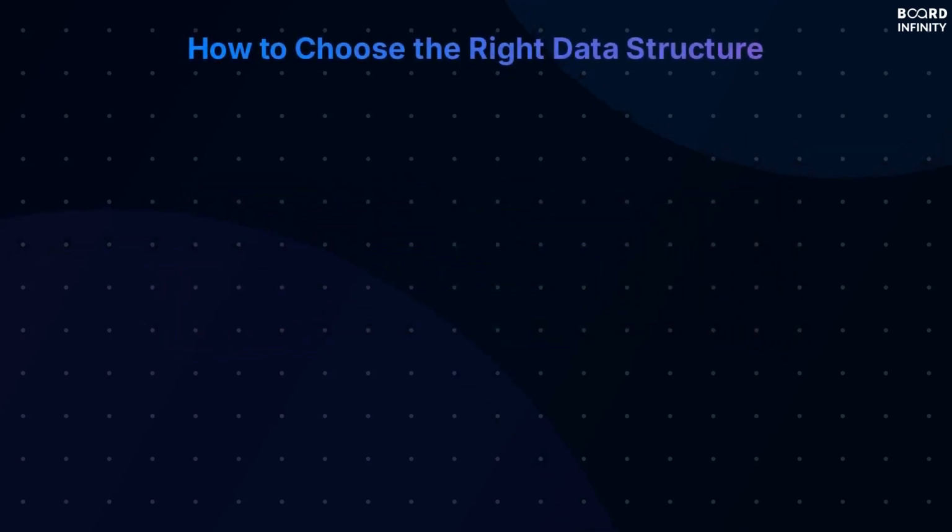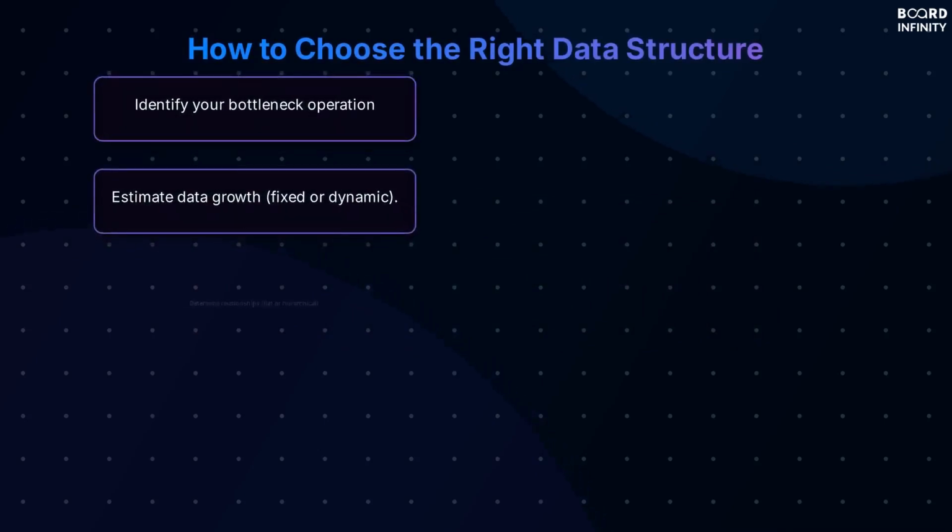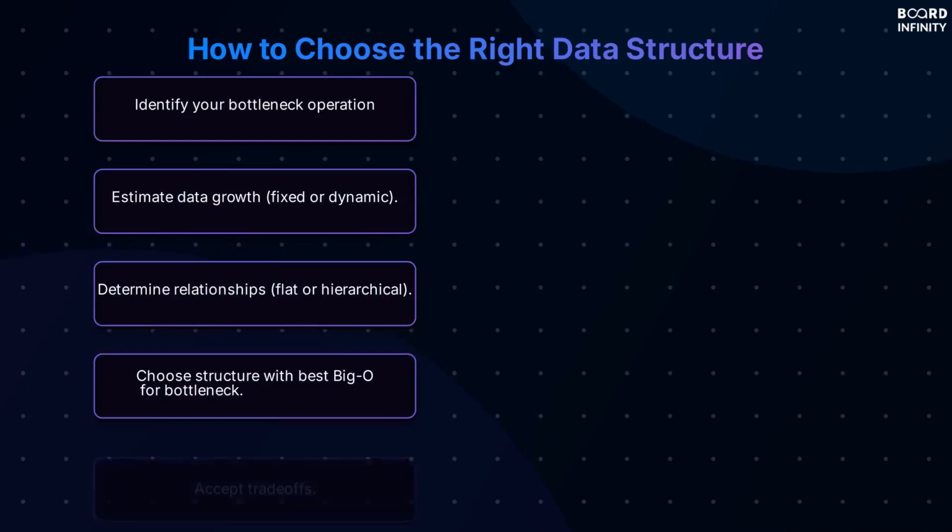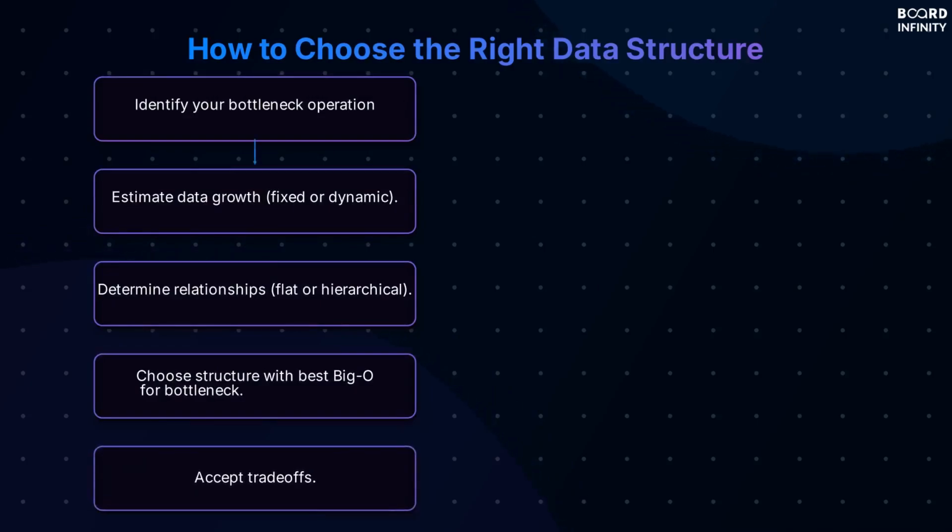Choose the right data structure. Follow this framework. First, identify your bottleneck operation. Is it search, insert, delete, or maintaining order? Optimize for it. Second, estimate data growth. Is it fixed size or dynamic? Static structures are predictable. Dynamic are flexible.